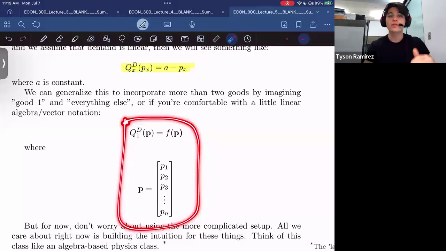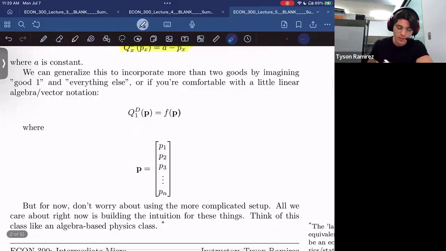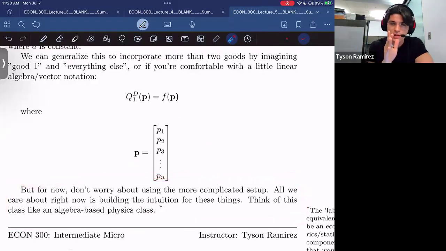Take the 400 level econ classes or whatever other 300 level I think they are. I'm not exactly sure, but 400 levels for sure. It will consider more general problems than a two good problem, or you might see more sophisticated setups. All right. But for now, don't worry about the complicated setup. I just wanted to give a little bit of a teaser of what we actually can do if we go a little bit further with this stuff.